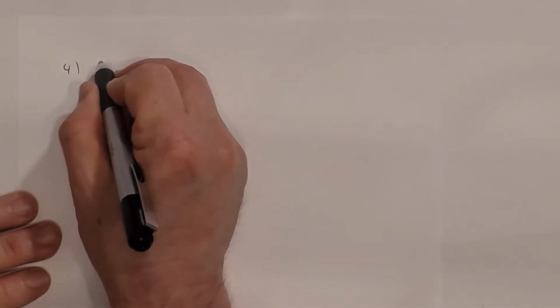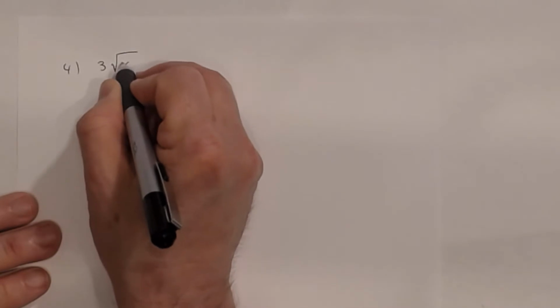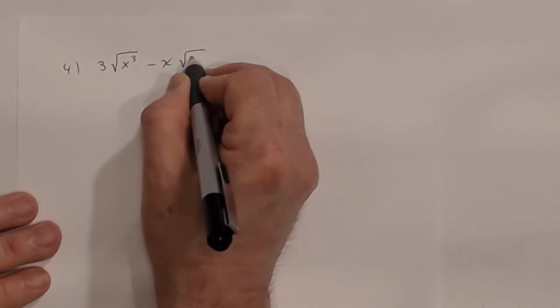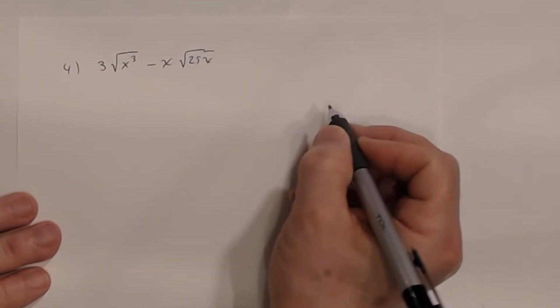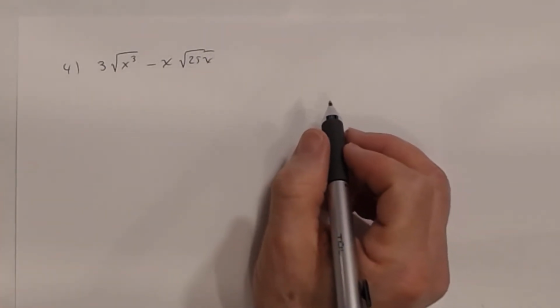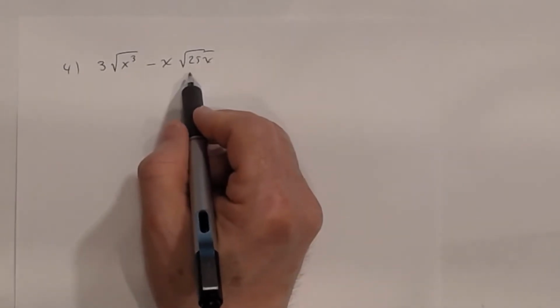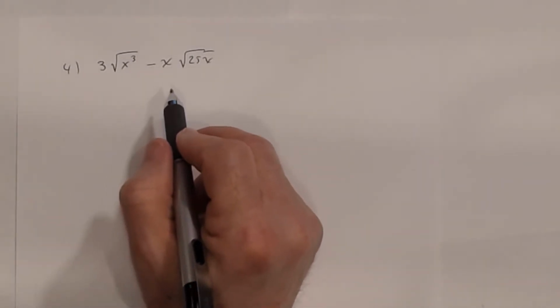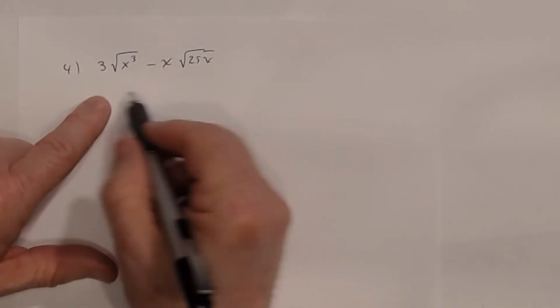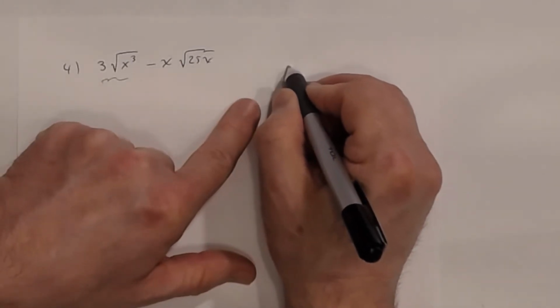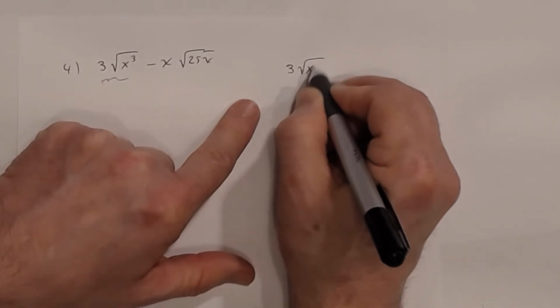Number 4, we have 3 square root of x cubed minus x square root of 25x. Okay, that's what I have. All right, now notice two terms, 1, 2. So there's some work you got to do, right? So let's go off to the side and kind of do that. So you see that first term right here? That first term? So let's rewrite it. So I get 3 square root of x cubed.